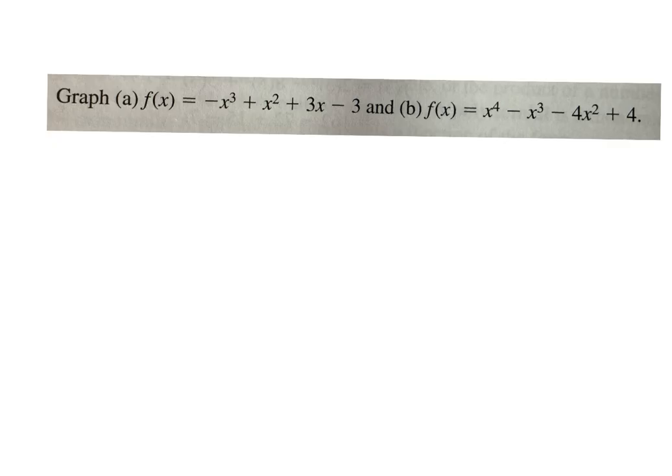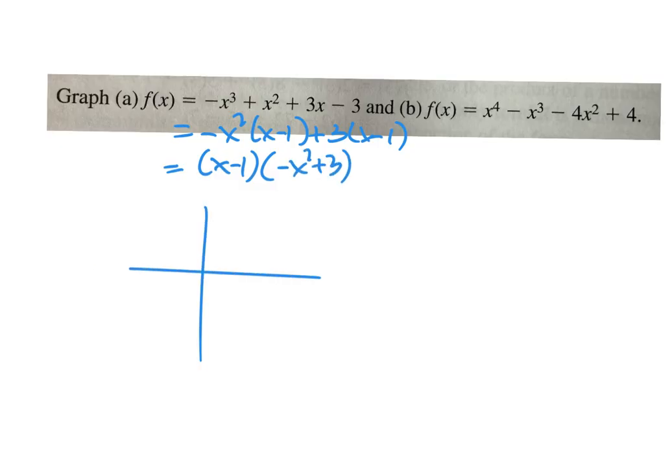All right, this one says, let's graph these two. First of all, we need to figure out where the zeros are, where the x-intercepts are. So we're going to factor these by grouping. Let's take out a negative x squared out of the first two terms. That leaves me x minus 1. Take a 3 out of the second two. That leaves x minus 1. So pull out the x minus 1. And that leaves a negative x squared plus 3.